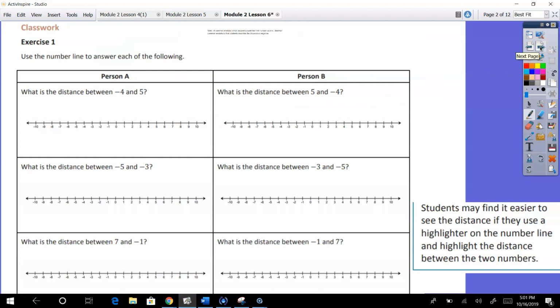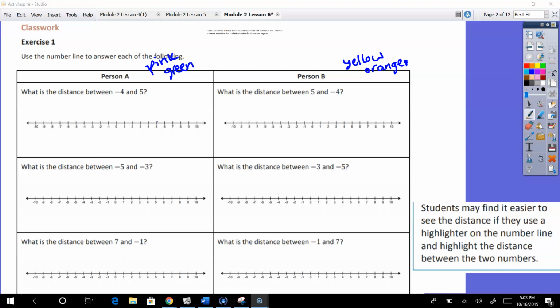Okay, so your classwork, you have an exercise where we have person A and person B. So pink and green, you'll be person A. And so that means yellow and orange, you will be person B. So it says that students may find it easier to see the distance if they use a highlighter, so you're welcome to use a highlighter for this.